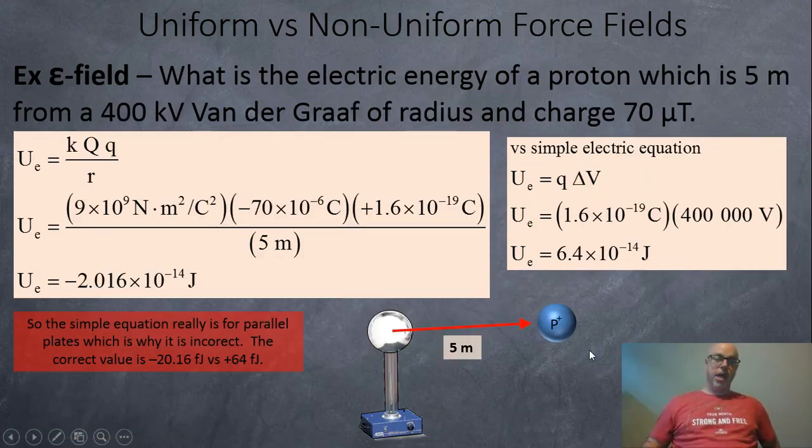So it ignores the negativeness of the gravitational energy, and it's not even the same magnitude. Not good. Now for an E field, what's the electric potential energy on a proton when it's 5 meters away from this negative Van de Graaff? We've got kq1q2 over r, so 9 times 10 to the 9 times negative 70 times 10 to the negative 6 coulombs for the Van de Graaff, times plus 1 elementary charge, positive charge for the proton, 1.6 times 10 to the negative 19, divided by the 5 meters. It's going to have an attractive energy of 2.016 times 10 to the negative 14 joules. It's not too far off from the simple formula for parallel plates. That formula only works for parallel plates, doesn't work for non-uniform force fields, but if you accidentally used it, you would get a very similar ballpark answer.